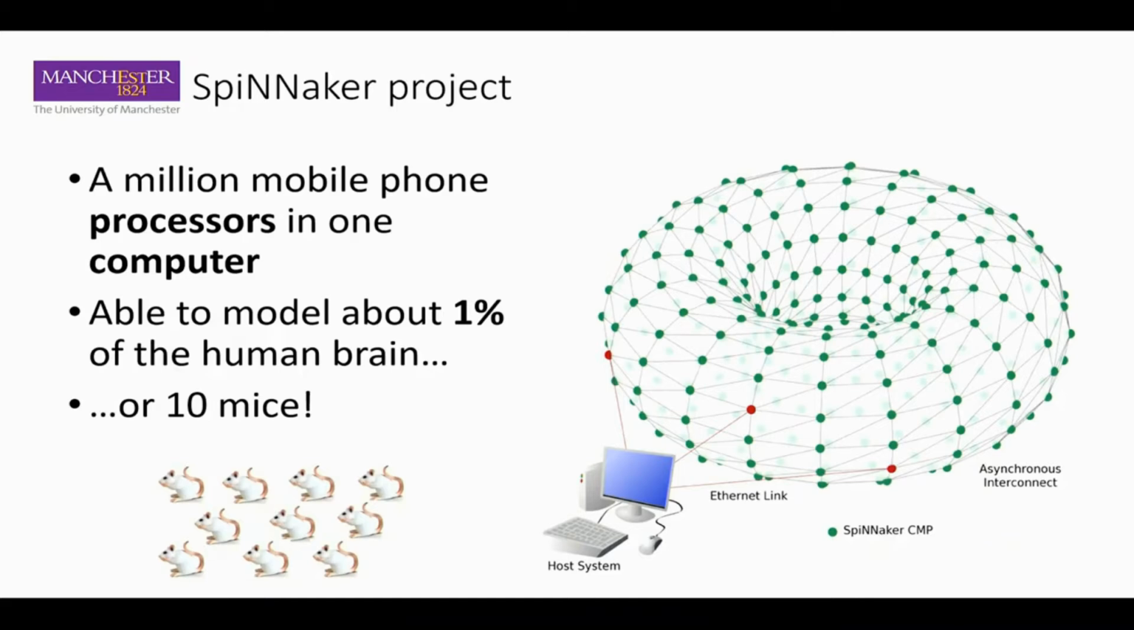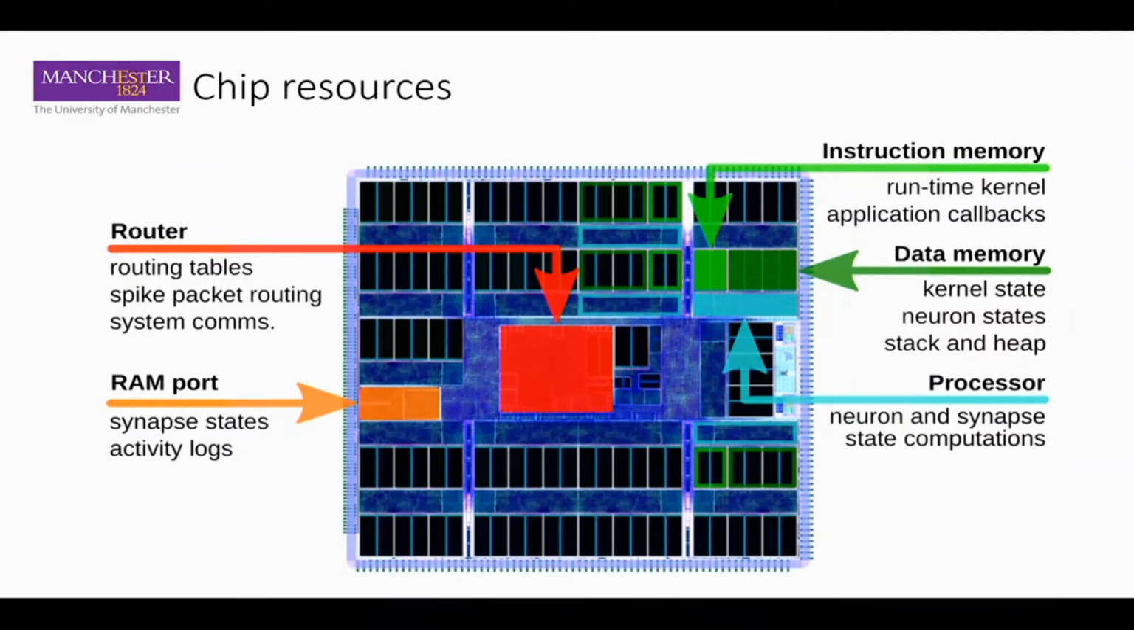So SpiNNaker is a project started in about 2005 with the express goal of putting 1 million ARM mobile phone processors in a very large computer. It was designed to be able to model about 1% of a human brain, or about 10 mice. The result of that project was a chip, also, not confusingly, called SpiNNaker, that contains 18 ARM cores, with attached memory to each of them.